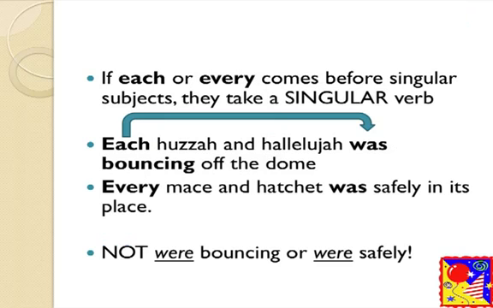If you see the words each or every coming before a singular subject, then they take a singular verb. For example, each huzzah and hallelujah was bouncing off the dome. And you can check that by saying each was bouncing. That makes sense. You wouldn't say each are bouncing. Every mace and hatchet was safely in its place. Every was safely. You wouldn't say every are.